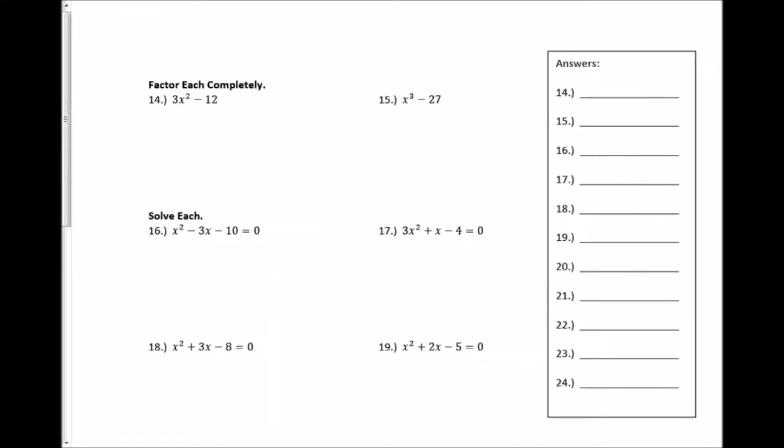For this one, it asks me to factor completely. So the first thing I always look for is the greatest common factor. With this one, it's a 3, so I factor the 3 out, leaves me with an x squared minus 4. And now x squared minus 4 is a difference of squares. It factors into an x plus 2 and an x minus 2. And that's it. I can't take this any further. So now that thing is factored completely.